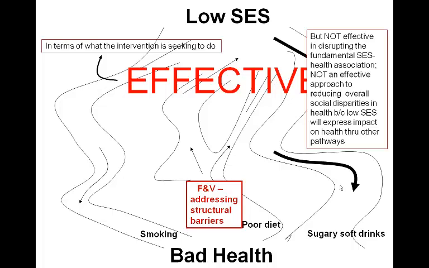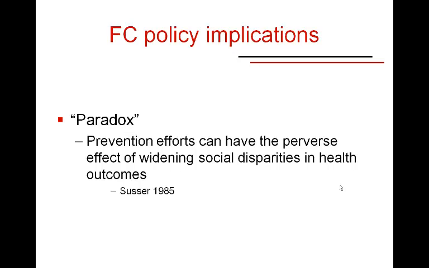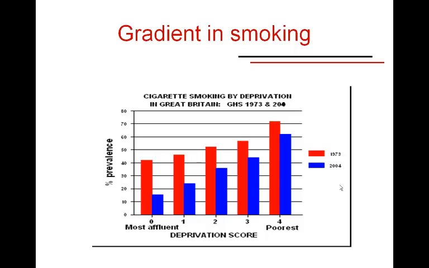And as we intervene in various ways and successfully, we might see this relationship reproduced over time, but just through different mechanisms. So smoking is a good example. After large disparities by socioeconomic status are observed, they close somewhat, but then you still see the reproduction of social inequalities in health through other pathways. A policy implication of fundamental causes that's worth noting is another paradox here, which points out the fact that prevention efforts can have the perverse effect of widening social disparities in health outcomes, even if they are effective in improving overall population level health.